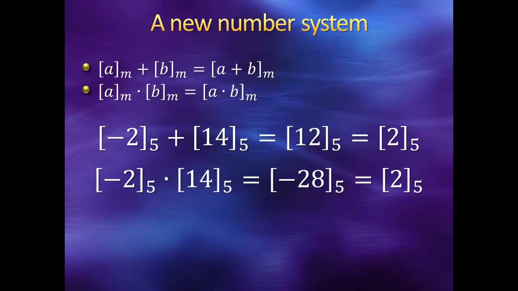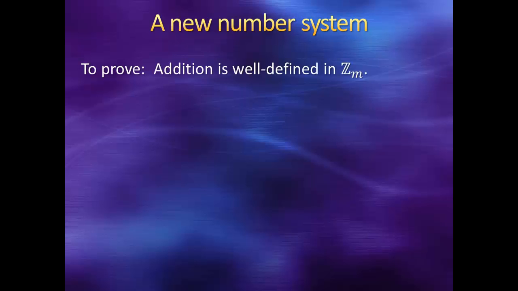This is what we mean when we say that the operations of addition and multiplication in Zm should be well defined. No matter what representatives of A's congruence class and B's congruence class mod m we choose, the congruence class of our sum A plus B should always be the same. So let's prove that addition is well defined in Zm.